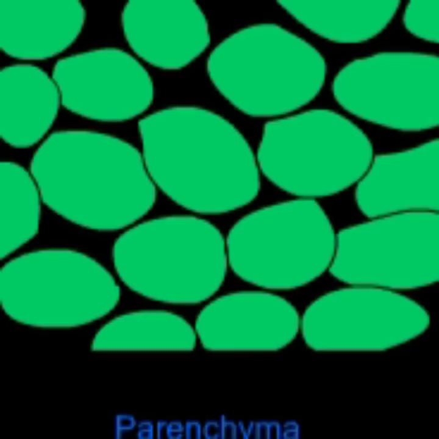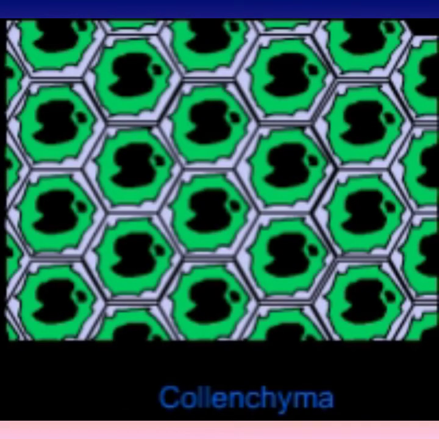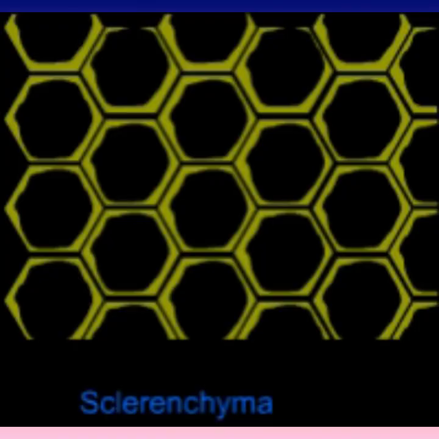Dear students, once again, I will revise these pointers regarding types of simple permanent tissue. There are three types of simple permanent tissue. These are parenchyma, collenchyma, and sclerenchyma.